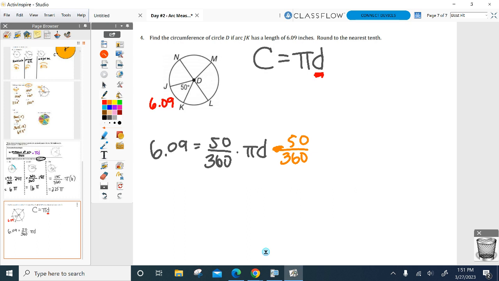Then we end up with, I don't have that diameter value, but you plug it back in, and we should end up with, oh, nope, sorry, 43.8 for the circumference.